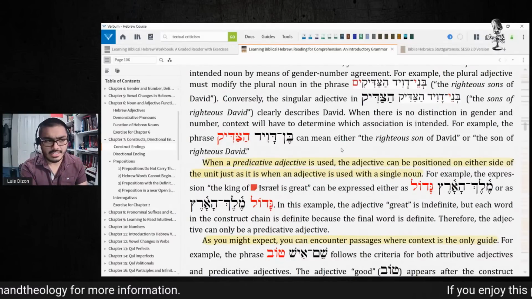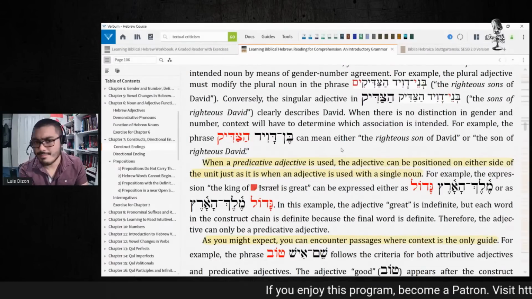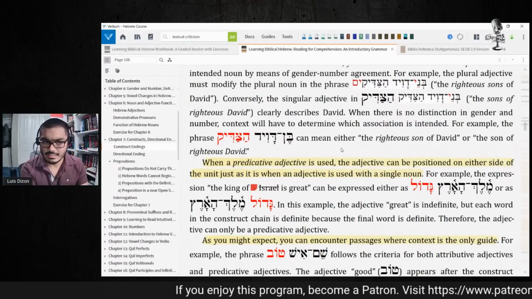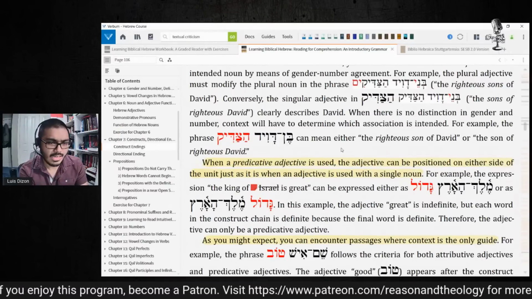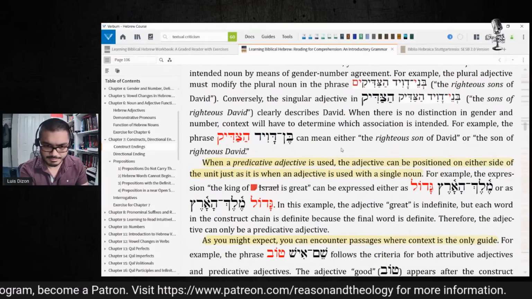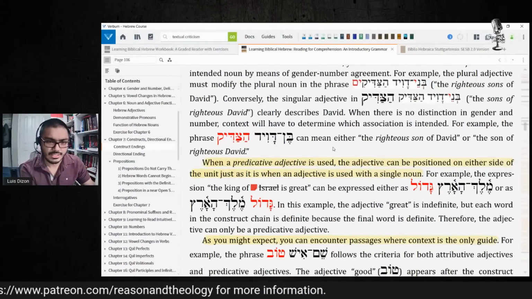It could be either. And sometimes you'll find passages in the Hebrew Bible where translators themselves are not sure which noun is modified by the adjective. So you'll see contradictory translations of the passage.